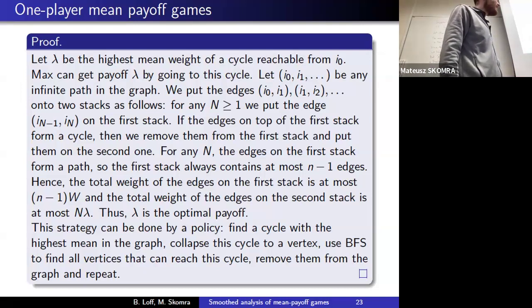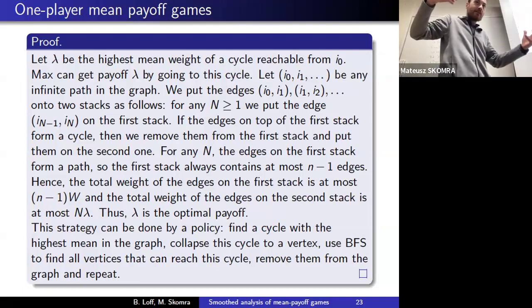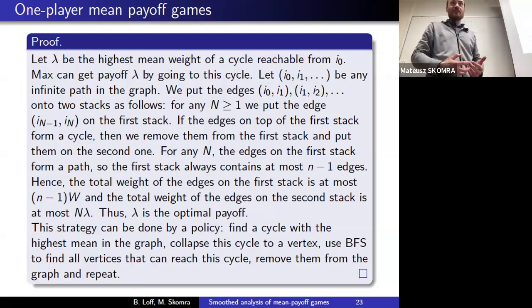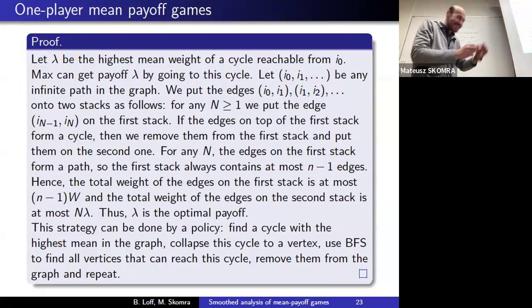You find the cycle with the highest mean, collapse this to a vertex, you use BFS to find all vertices that can reach the cycle. This gives you a tree. You remove this tree from the graph, you repeat. And like this, you got the policy. I agree that there's a policy. Yeah, but you know, it requires a proof. If you are very precise, it requires a proof that this is a policy.